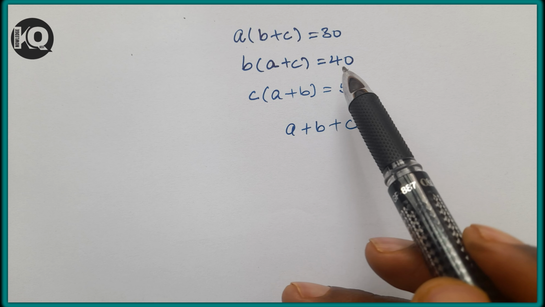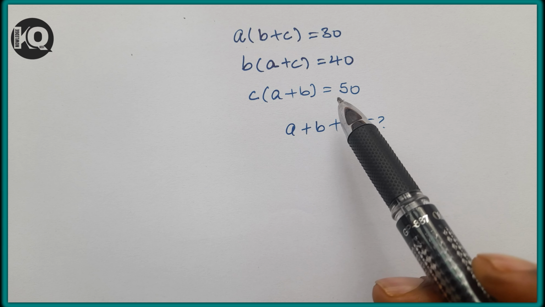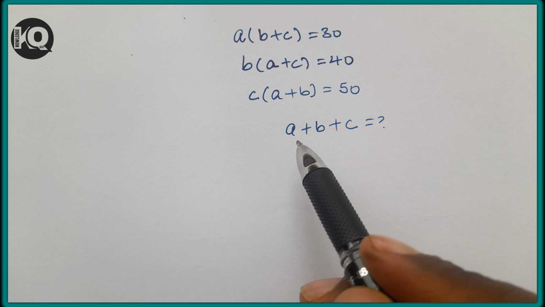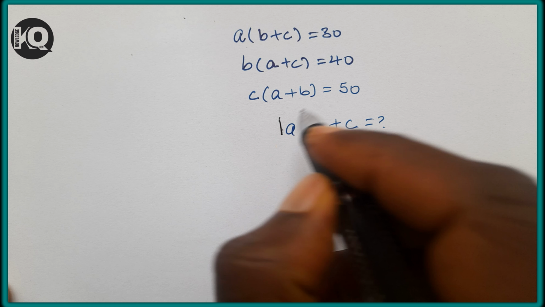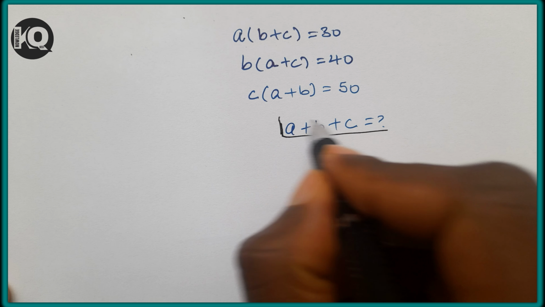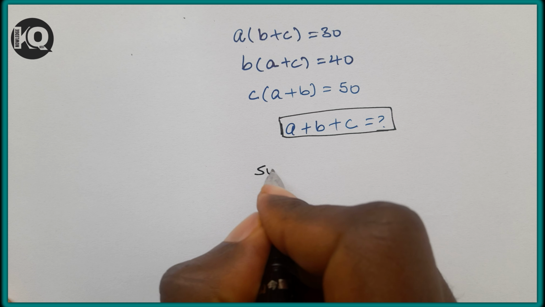Let's solve this problem: a into b plus c is equal to 30, b into a plus c is equal to 40, and c into a plus b is equal to 50. Find the value of a plus b plus c. So let's go to the solution.